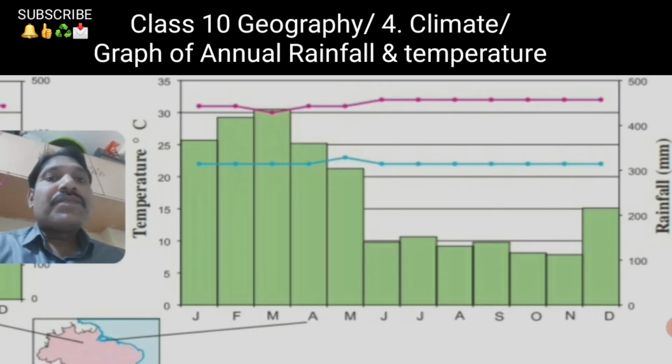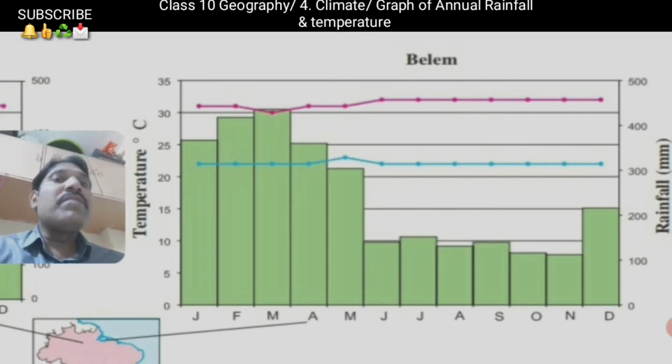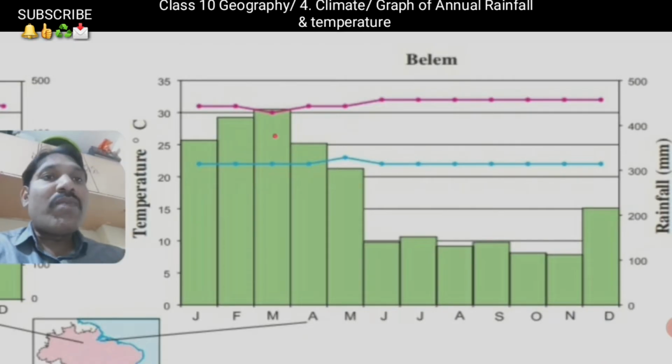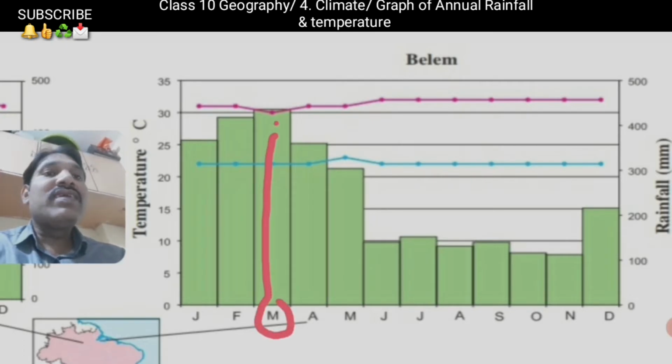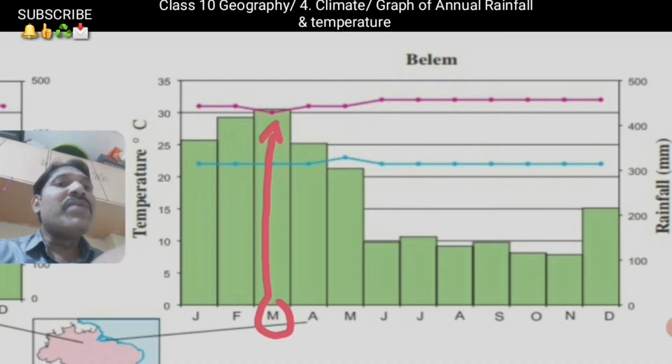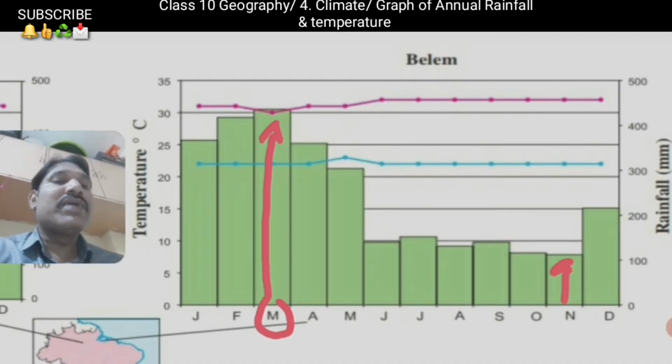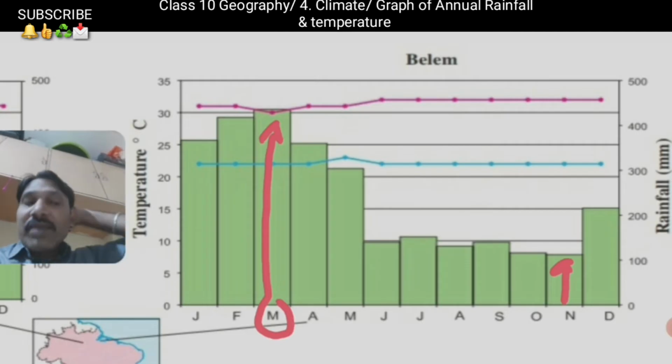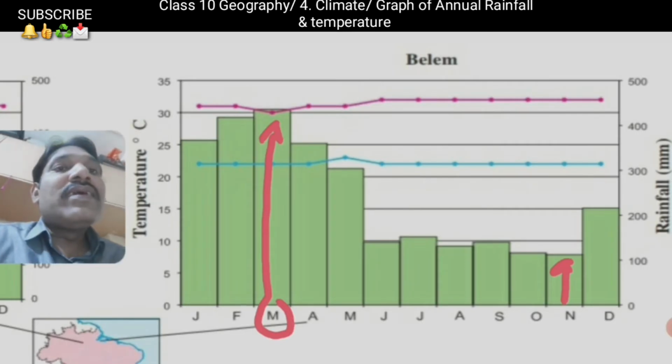Students, here again we can see the maximum rainfall in the month of March in Belém city. This is the month of March, so here we see the highest rainfall in this month. And the minimum rainfall we can see in the month of November. So the minimum rainfall is in November, and the maximum rainfall we see in March.